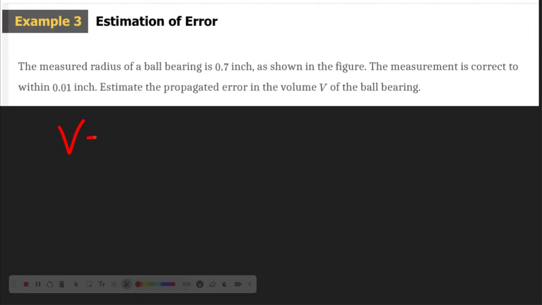The volume of a sphere, okay? Hey, remind me, I want to copy that geometry page if you guys don't already have that. But does anybody know the volume of a sphere? 4/3 pi r cubed. Very good.